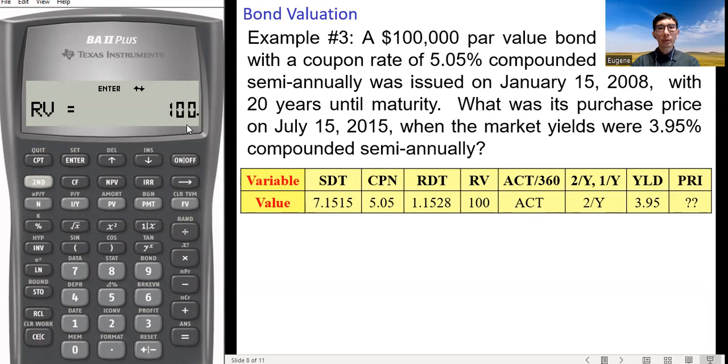RV is already 100, so press the down arrow to get the day count method, ACT, and then press the down arrow again. We need 2Y, so we need to change the setting by pressing second and then set. YLD, 3.95, and then press enter. And then press the down arrow key, we get to PRI. We need to compute this. So by pressing CPT, we get the number.